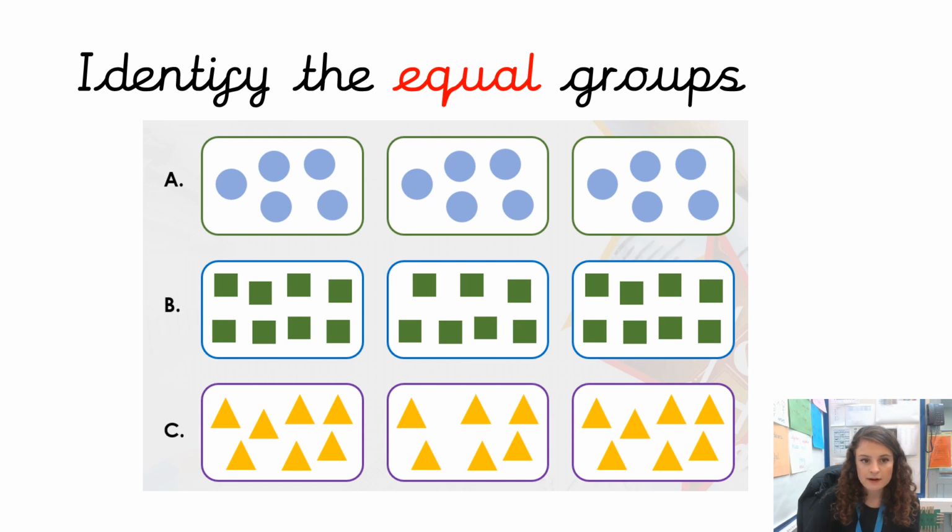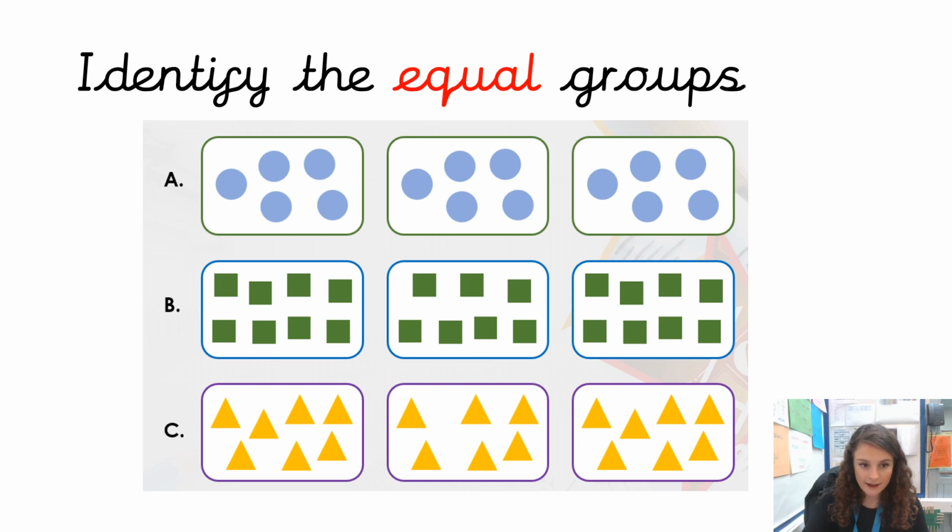In this group here, I've got 5. In this group here, I've got 5. And in this group here, I have got 5. So I can see that A has got 3 equal groups because in each group there is the same amount. Let's have a look at B now.